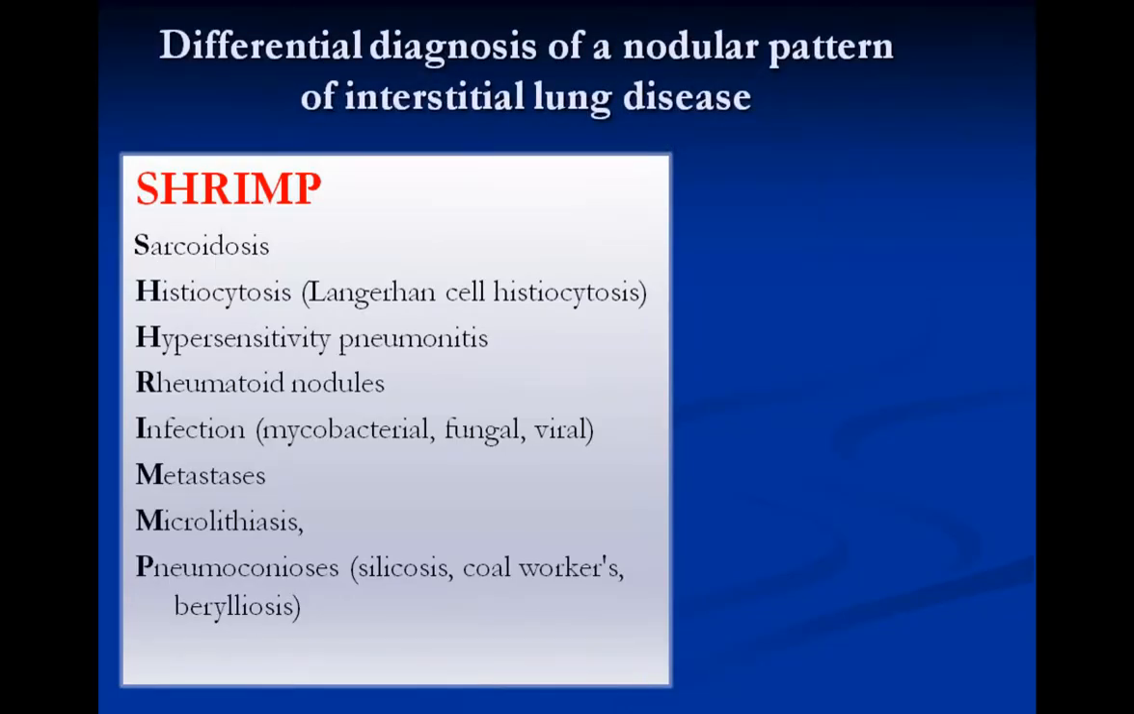So there are many differential diagnoses of this nodular pattern: histiocytosis, Langerhans cell histiocytosis (LCH), hypersensitivity pneumonitis, rheumatoid nodules, and infections like mycobacterial, fungal, and varicella can also cause a nodular pattern of disease. Metastasis, microlithiasis, and pneumoconiosis like silicosis, coal workers' pneumoconiosis, and berylliosis can all cause a nodular pattern.